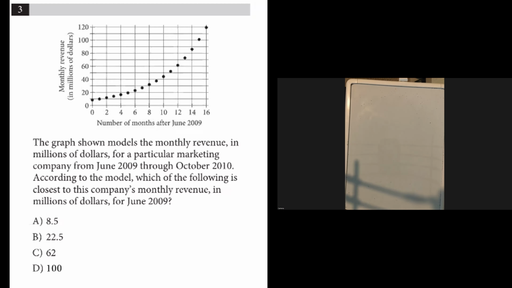All right, for this one, it's asking which of the following is closest to the monthly revenue for June 2009? And the graph shows number of months after June 2009. So if we're looking for June 2009, it would be 0 months after June 2009. So as we can see, that would be between 20 and 0, and only one of these answer choices is between 20 and 0, which would be answer choice A.